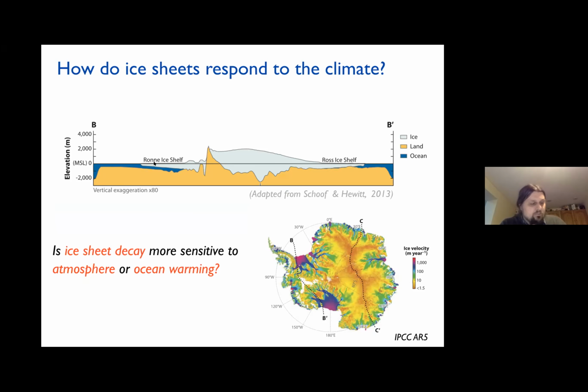And a natural question you might ask is, would you expect ice sheet decay to depend more sensitively on atmospheric or ocean warming? Often you would expect that as the atmospheric temperature changes, the ocean temperature is likely to change with it by a similar order of magnitude. And one question of interest might be, if you change both the atmospheric and the ocean temperature by the same amount, which has a more significant impact on the ice sheet?